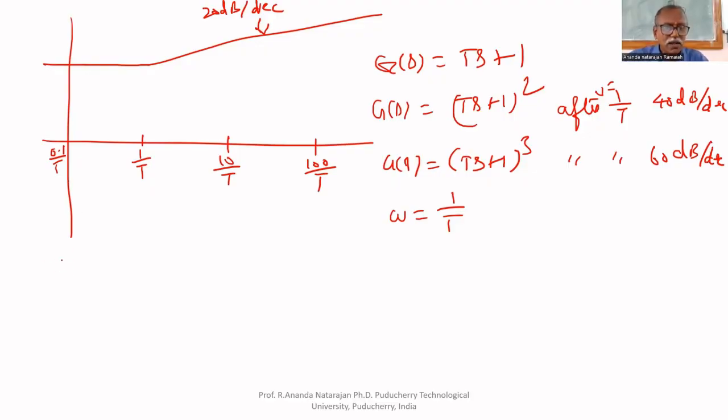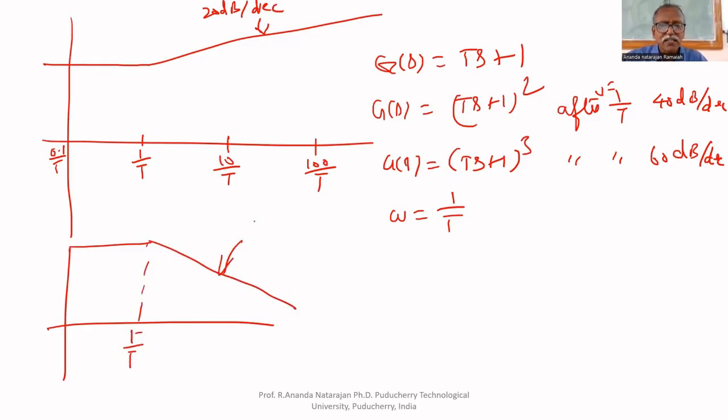For example, I am drawing a plot for a first order system. The asymptotic plot is 0 up to 1 by tau. After that, it decreases at the rate of 20 dB per decade. What is the actual plot? This is the asymptotic plot. We are ignoring it if omega tau is far less than 1.